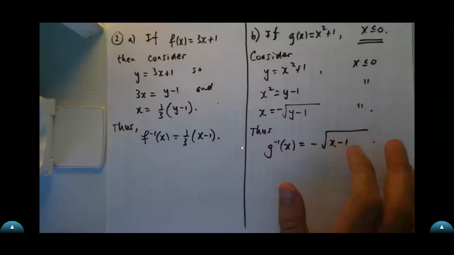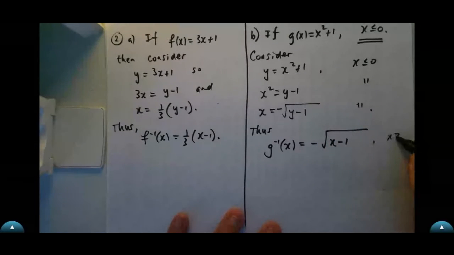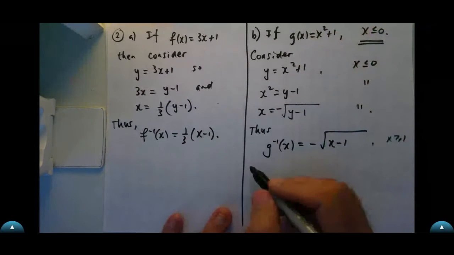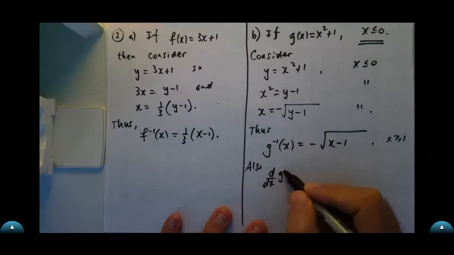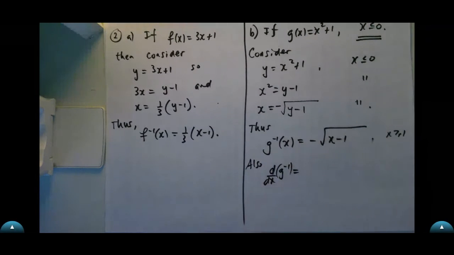All right, so last part of this second question, compute the derivative. So let's do that. So we want to compute the derivative of this one. Here, of course, we want x to be greater than or equal to 1 because that's the domain of the original g function. Okay, so we want to differentiate this.